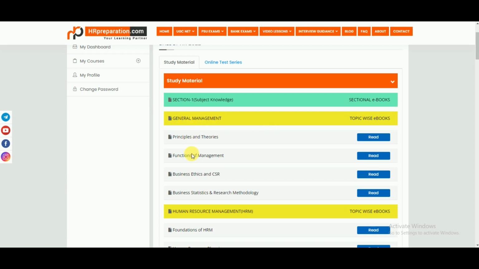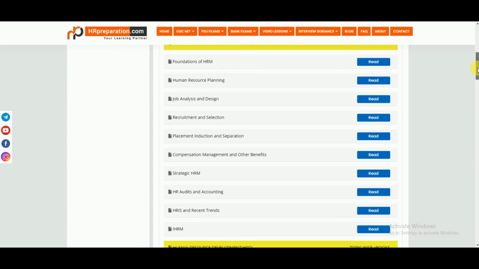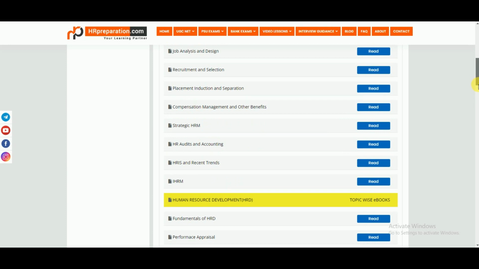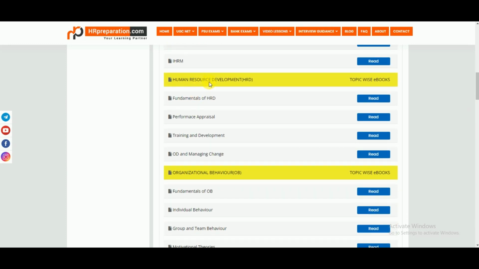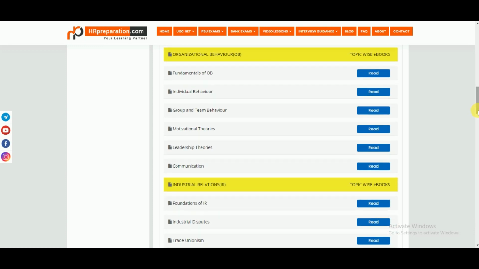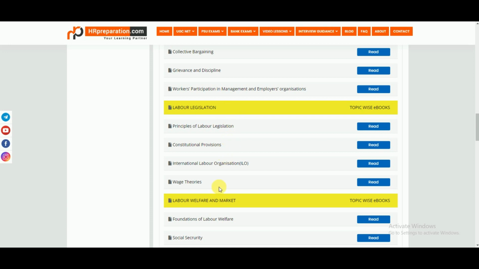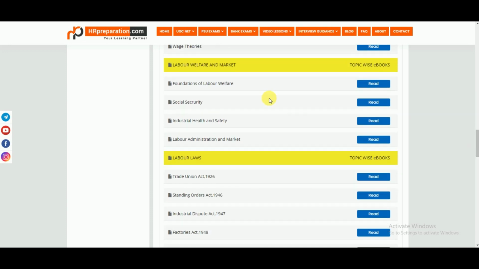Here is the topic management and subtopics too. Here HRM with subtopics. Here HRD with subtopics. Here IR with subtopics. Here labor legislations with subtopics. Here labor welfare and market with subtopics.